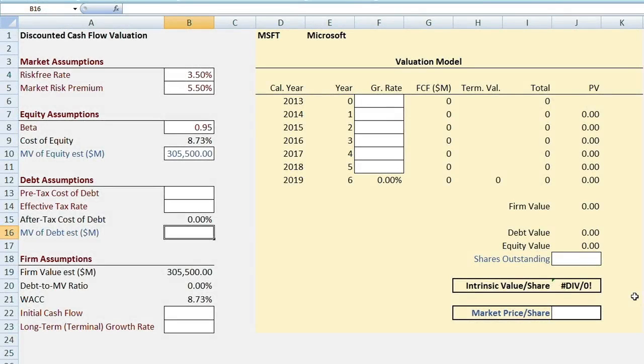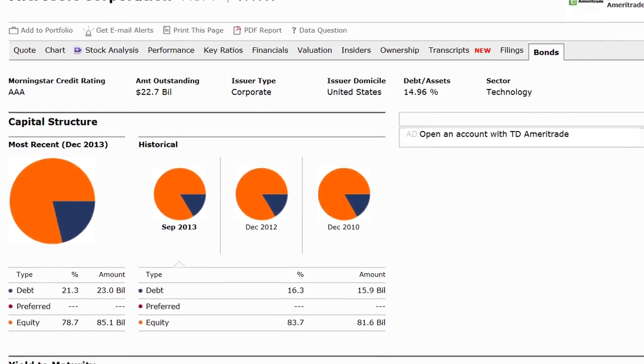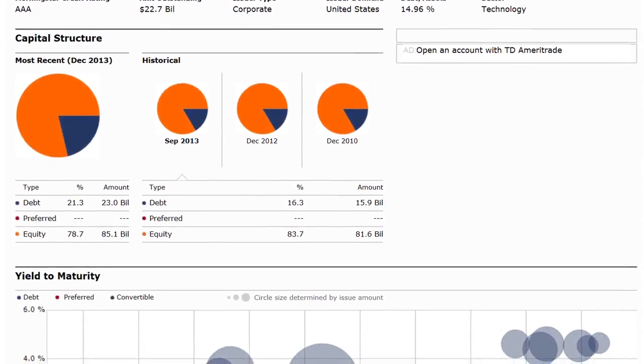Although I'll have to say I'm not sure that that's a market value. I'd want to check that with another source as well. Their pre-tax cost of debt, again, that's what we're focused on here. I want to use the yield to maturity on the firm's long-term bonds.